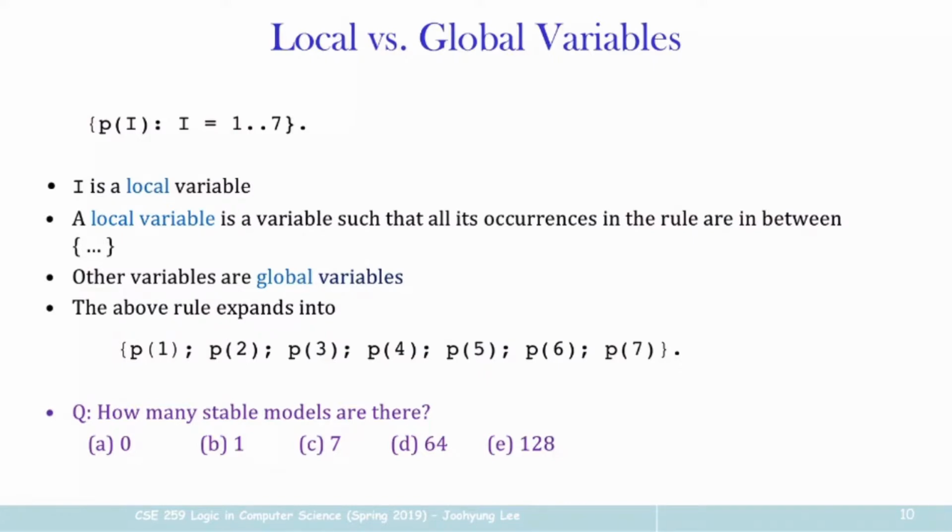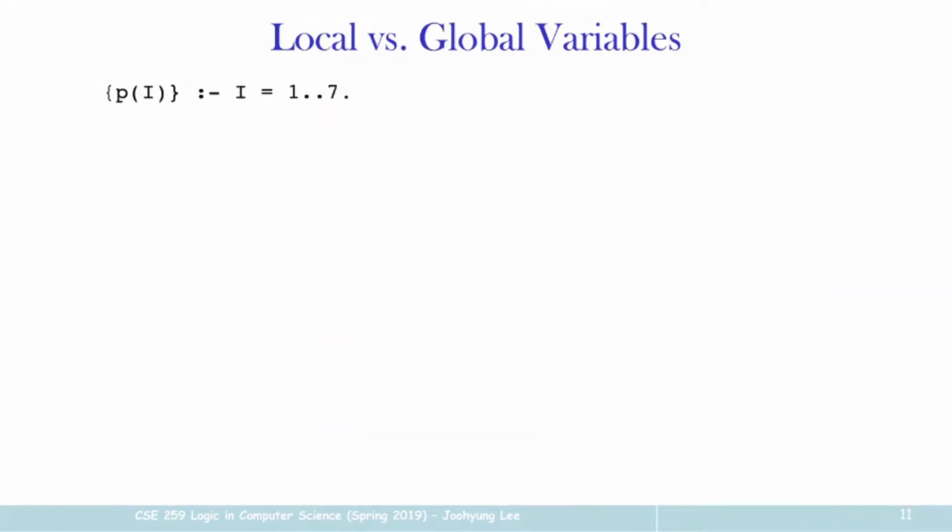So if you have 7 atoms, it is 2 times 2 times 2 times 2 times 2 times 2 times 2. I don't know how many times I say 2, but there should be 7 2s. So 2 to the power of 7 there, okay? So the answer is E. All right, now let's look at the other one.